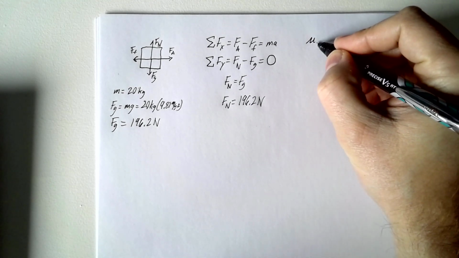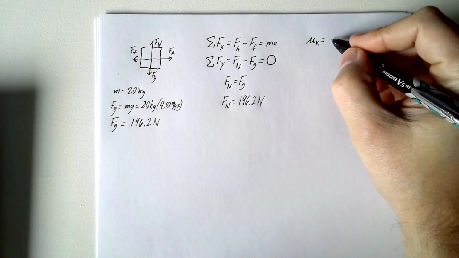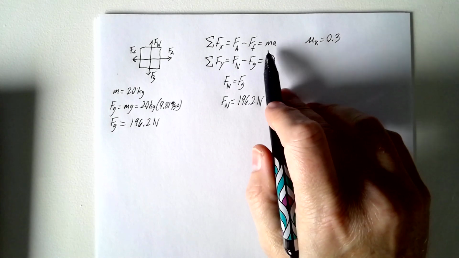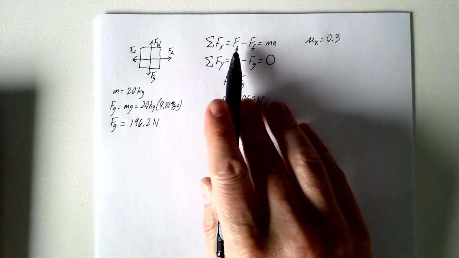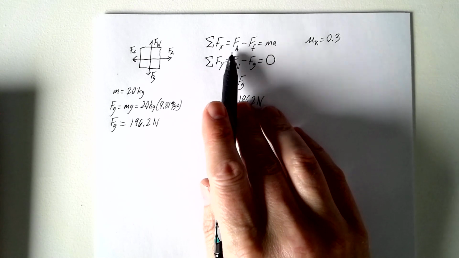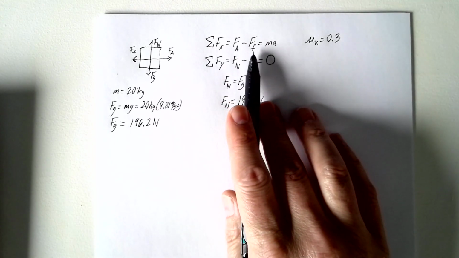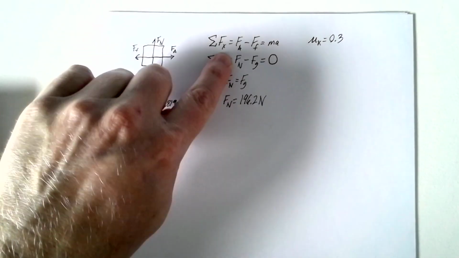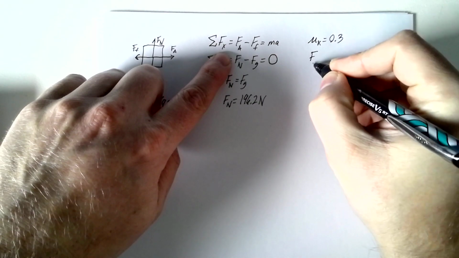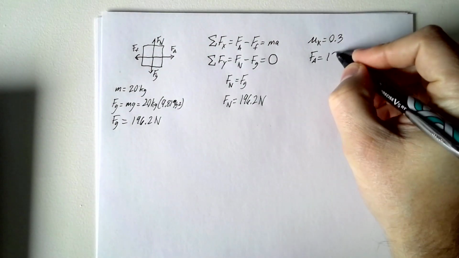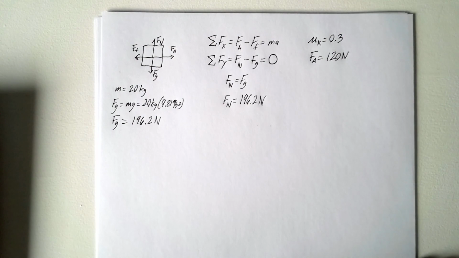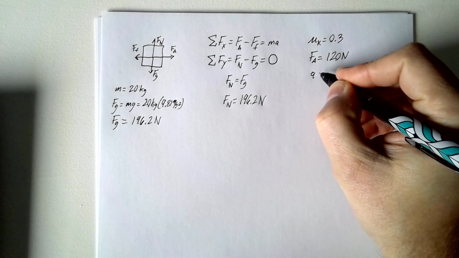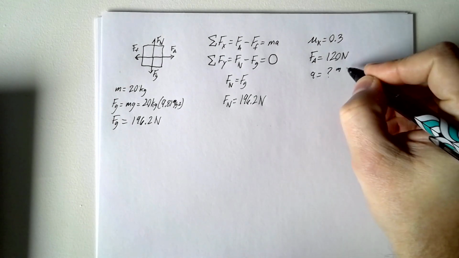Okay, so let's say in general we have a coefficient. We're going to say we're moving, so a coefficient of kinetic friction of 0.3. If we want to find the acceleration of this object, and we know there's a certain push on this object, we're going to need the force of friction here. So let's say our applied force on this is 120 newtons. So we want to find our acceleration. That's what we're looking for.